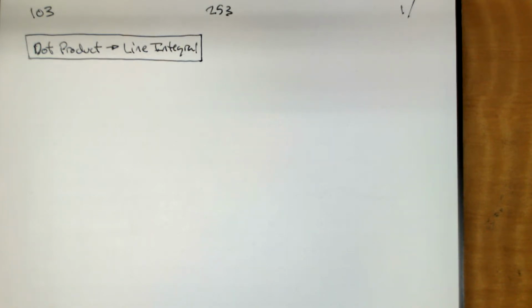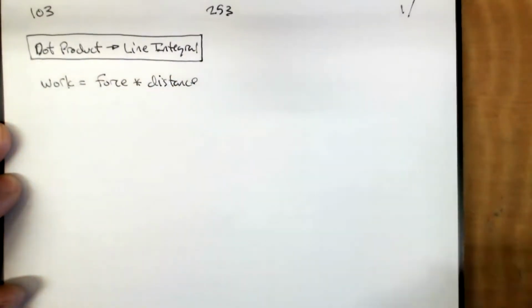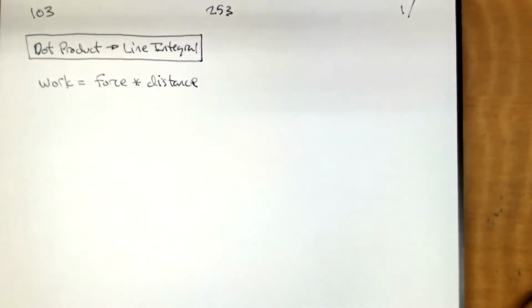Just like distance equals rate times time is our favorite example in Calc 1, work is equal to force times distance is our favorite example in Calc 3. So we're going to think of work is equal to force times distance. Work is equal to force times distance.